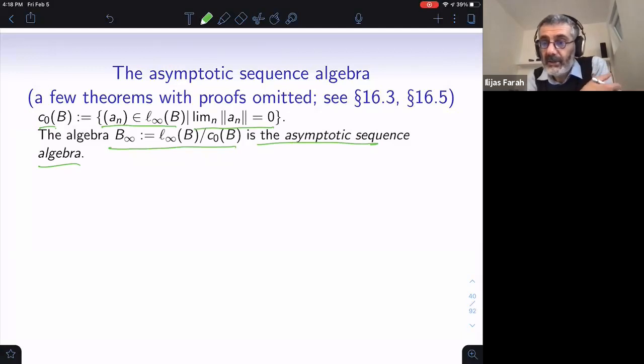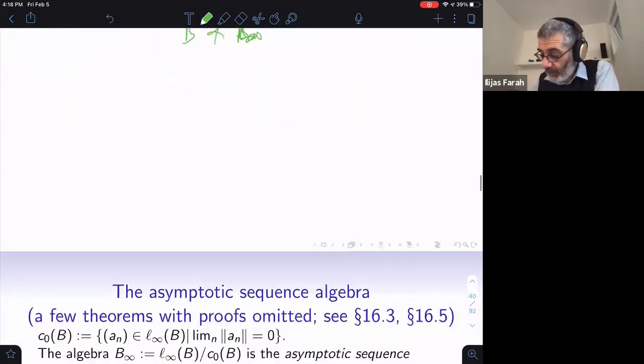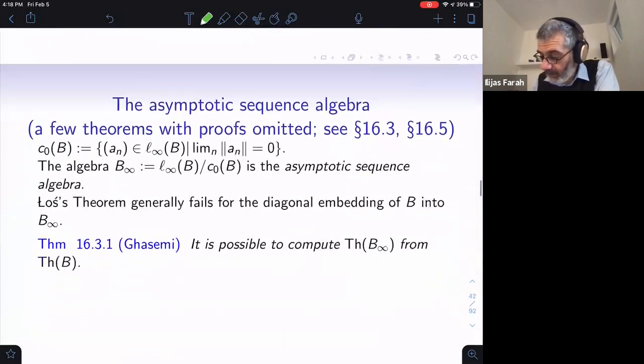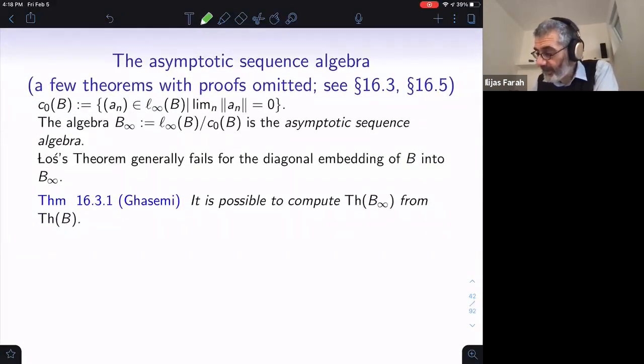One advantage, as compared to ultrapowers, is that you don't need axiom of choice. So you don't need ultrafilters. It's just defined, there's only one. Right? There is no question of how many there are. There's only one. B naturally diagonally embeds into this. One disadvantage is that Łoś's theorem fails. So typically, if you embed B diagonally into B infinity, this is not going to be an elementary embedding. Sometimes it is, but if B is simple, for example, it's not going to be elementary. So what can we do? Well, there is a beautiful theorem of Ghasemi, which belongs to what is called the Feferman-Vaught type.